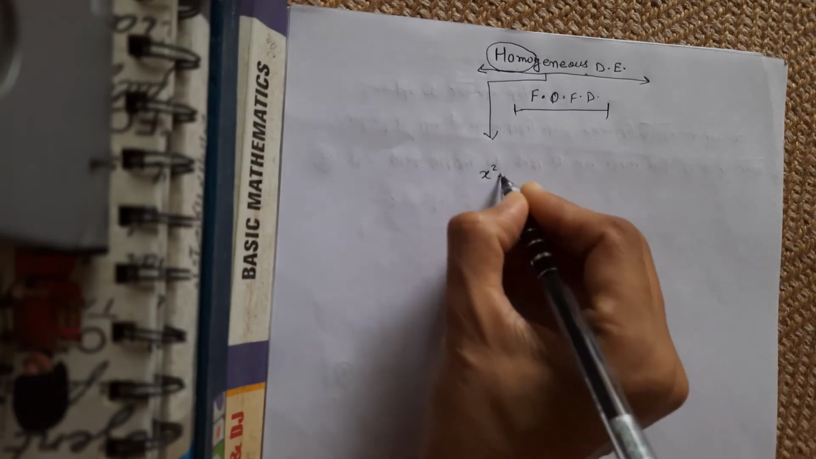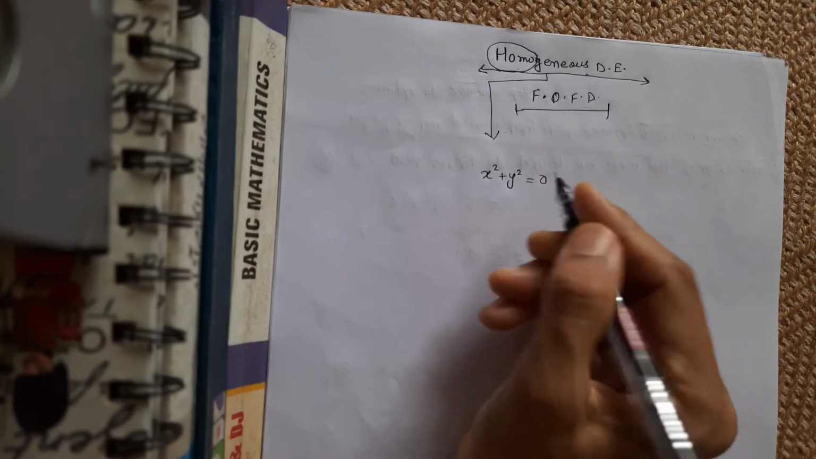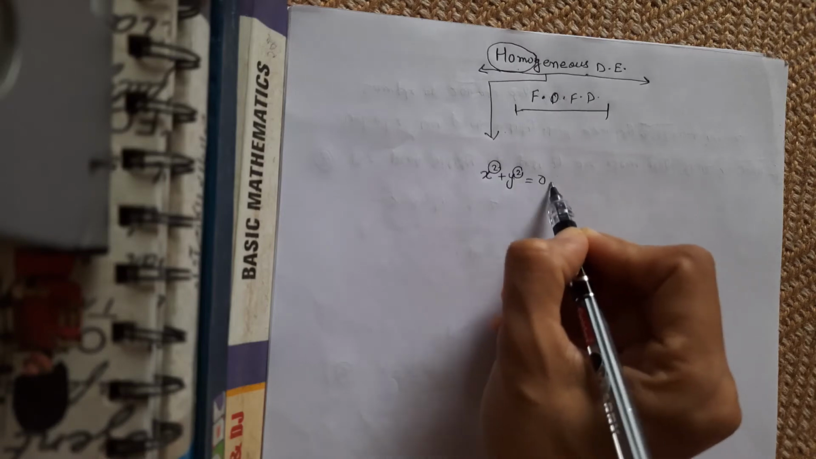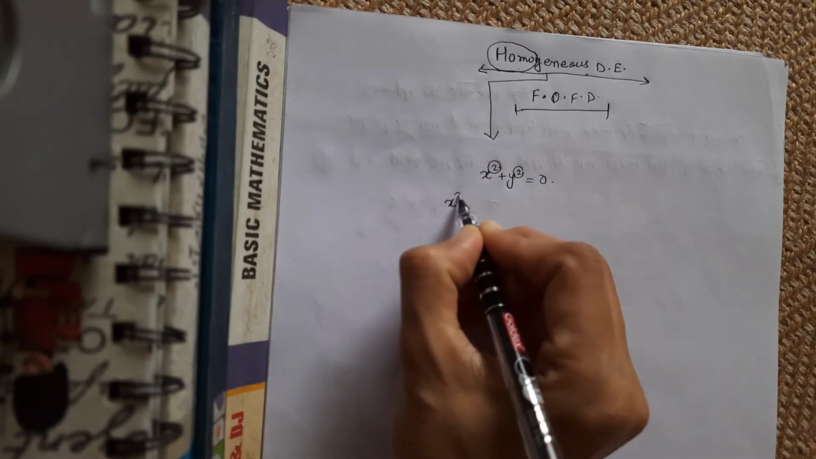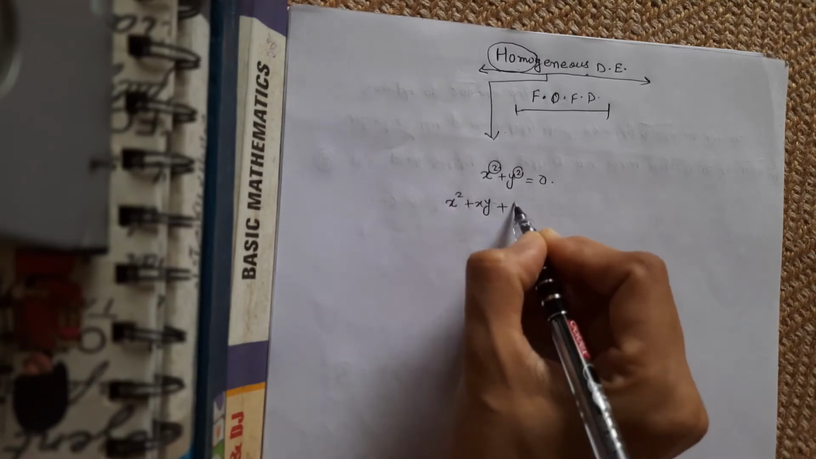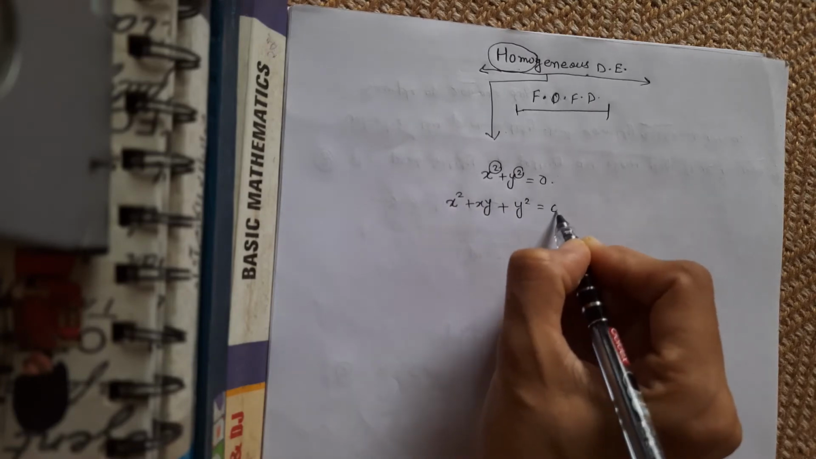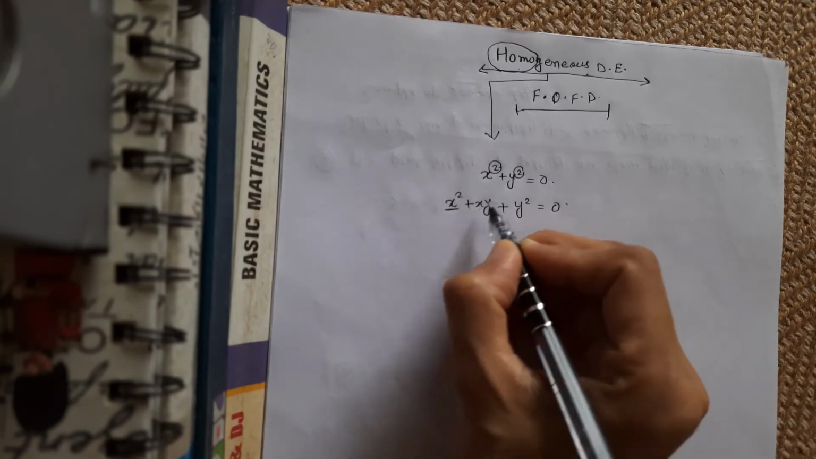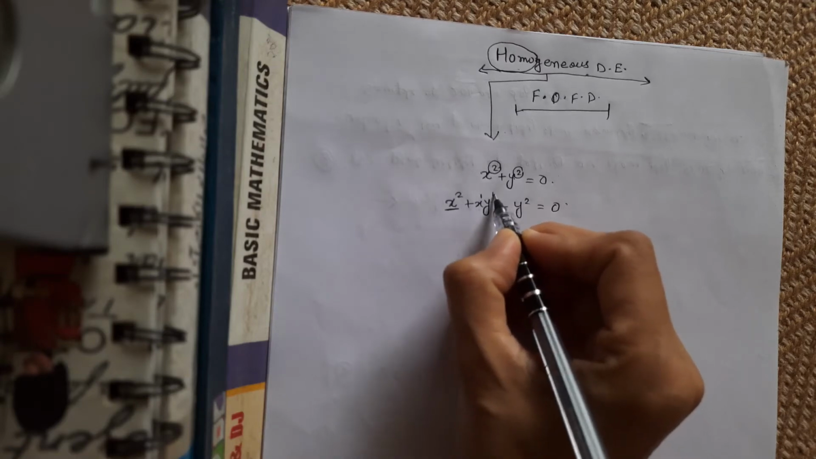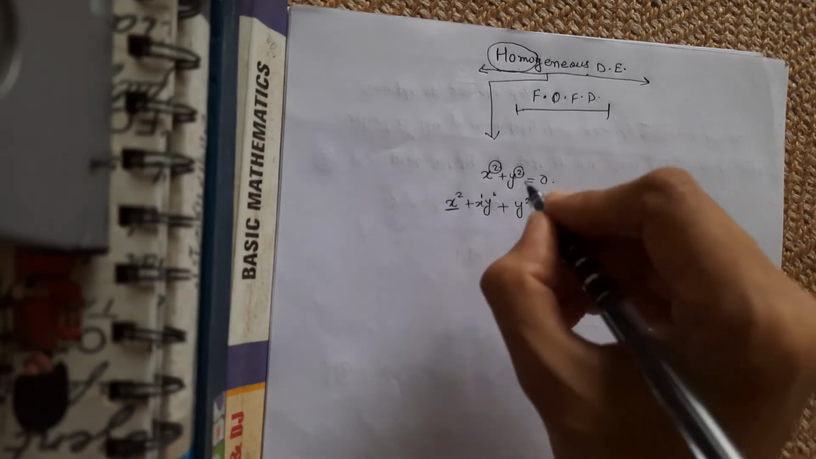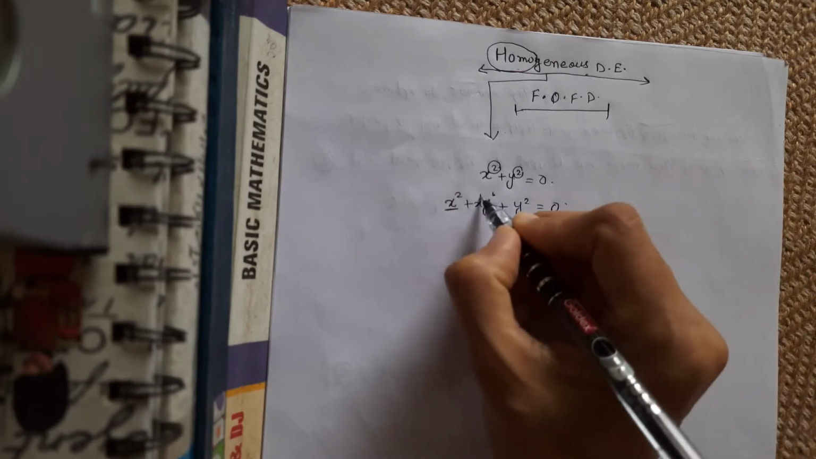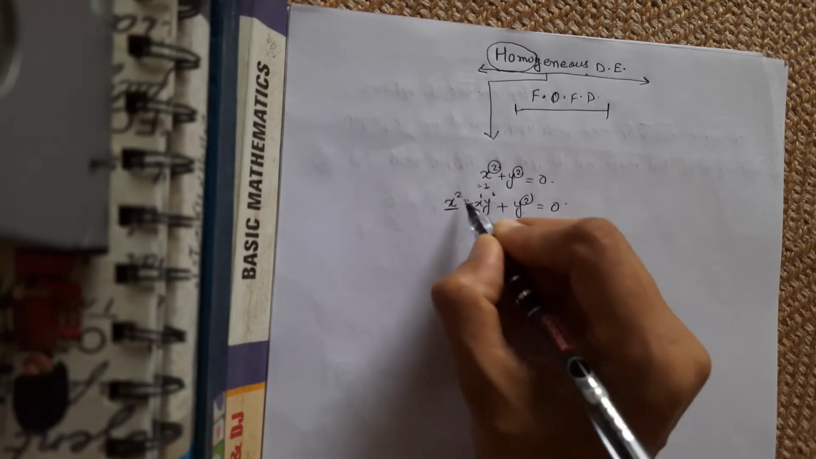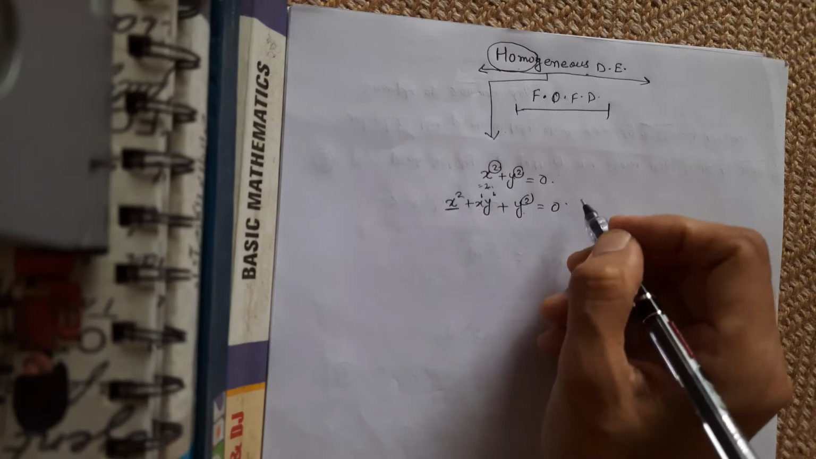For example, x square plus y square equal to 0. What is the power of the first term? 2. Second term? 2. So both are equal, that means it is homogeneous. Now x square plus xy plus y square equal to 0. In this equation the first term power is x square, the second term power is 1 plus 1. What I told you, if the sum of powers of each term is equal, so 1 plus 1 is 2, this is also 2 and this is 2, so each term has a power of 2, so this is a homogeneous equation.